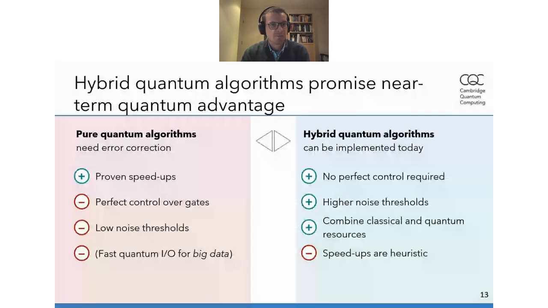The advantage here is that you don't necessarily need perfect control over your gates, over your operations on your quantum computer. You can sometimes work around imperfections. You don't necessarily need high noise resilience, and you can tune your algorithms to a certain extent to the available noise thresholds. As I mentioned, you can combine classical and quantum resources in an optimal way, but that comes with a downside: these algorithms are typically heuristic in nature. So you don't have a nice mathematical proof that this particular algorithm will really speed up your problem. It's just something that you need to try out and experiment with.